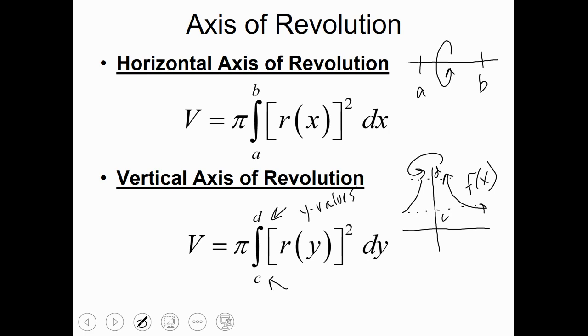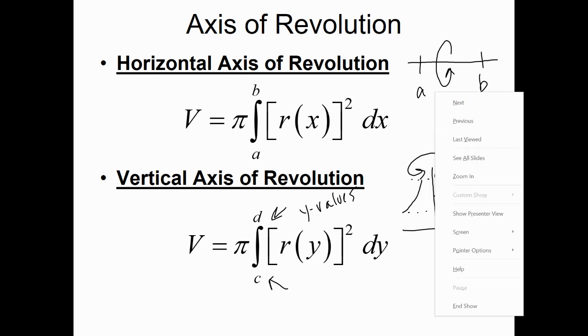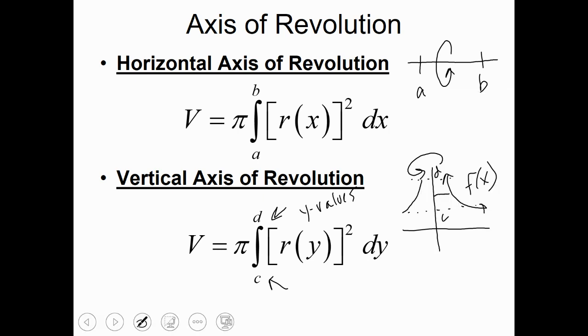And then your radius is going to originate from your axis, and it's going to run perpendicular to that, and your radius isn't going to be in terms of y's. So if I'm going around a horizontal axis, everything's in x's. If I'm going around a vertical axis of revolution, like the y-axis, it could be other vertical lines, everything is in terms of y's, your boundaries and your equation that you use for radius.